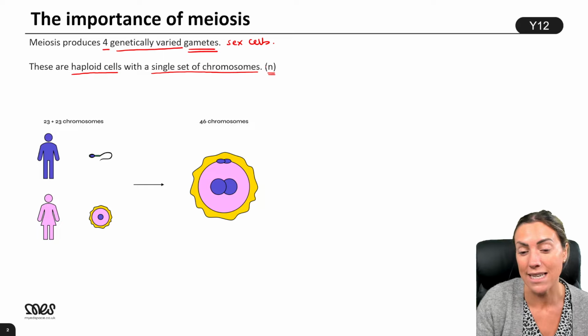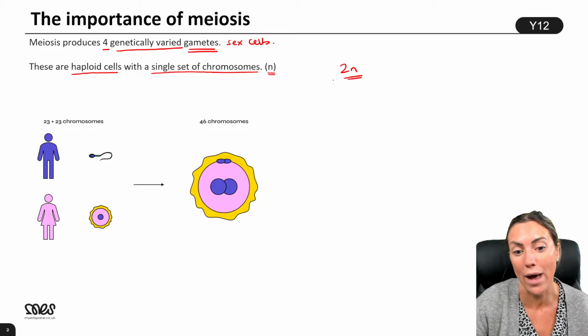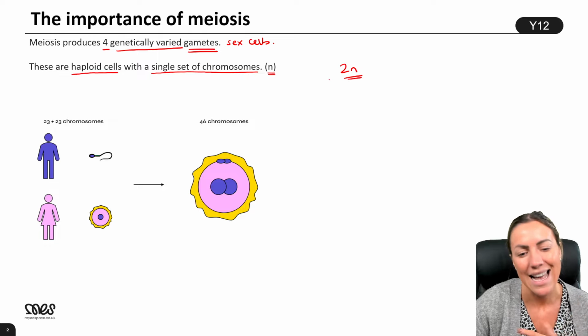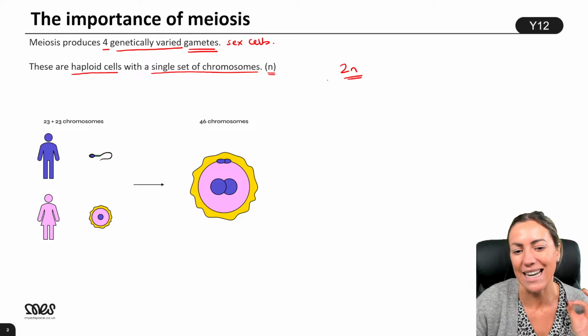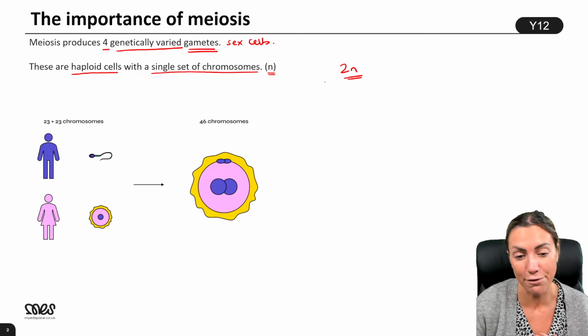Remember, mitosis produces diploid cells, which we represent with 2N, because in mitosis, the cells produced have pairs of chromosomes. The chromosomes are still in homologous pairs. And mitosis also makes genetically identical cells, whereas meiosis, as we've said, makes genetically different cells.